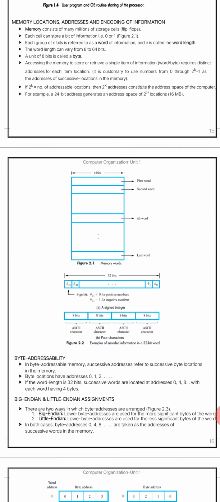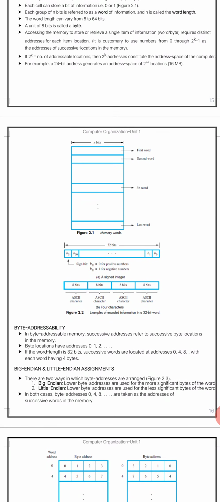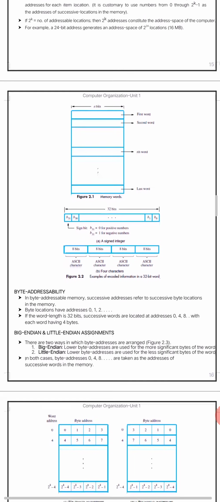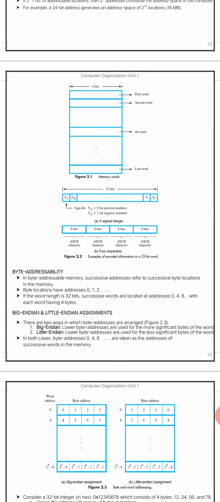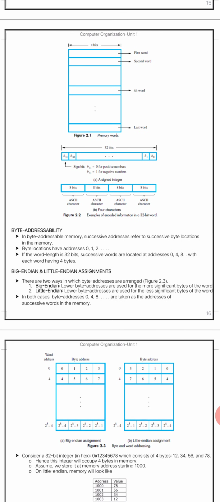The first thing is memory words, how the data is going to be stored in cells. Okay, next diagram is assigned integer. So here this is 32-bit, meaning 32 bits, that's why it starts from b0 up to b31. For 0 it's a positive number, for 1 it's a negative number. After that, ASCII character. Next coming to the byte addressing.